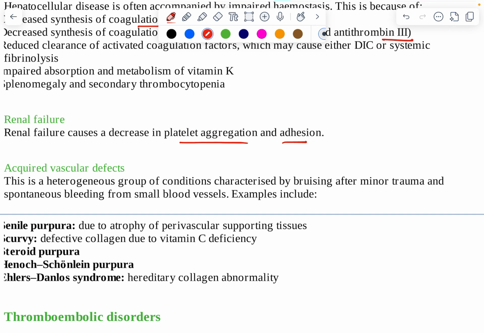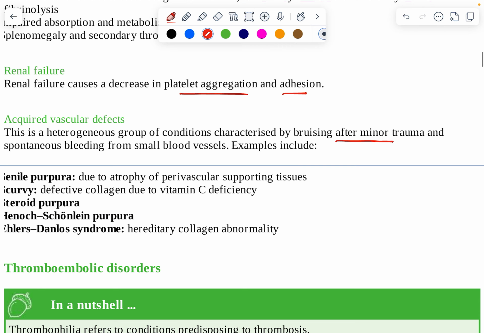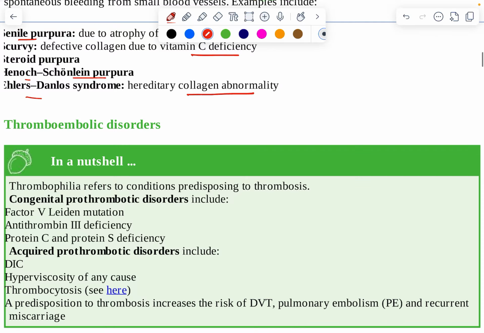Acquired vascular defect is a group of conditions characterized by bruising after minor trauma. Senile purpura is due to atrophy of perivascular supporting tissues. Scurvy is vitamin C deficiency. Others are steroid purpura, Henoch-Schonlein purpura, and Ehlers-Danlos, with collagen abnormalities.